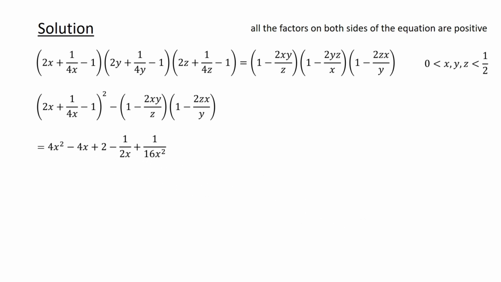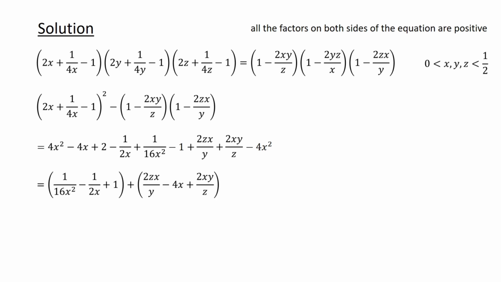Expanding the bracket gives us minus 1 plus 2zx over y plus 2xy over z minus 4x squared. After combining like terms, we obtain 1 over 16x squared minus 1 over 2x plus 1 plus 2zx over y minus 4x plus 2xy over z. First, let's simplify 1 over 16x squared minus 1 over 2x plus 1.